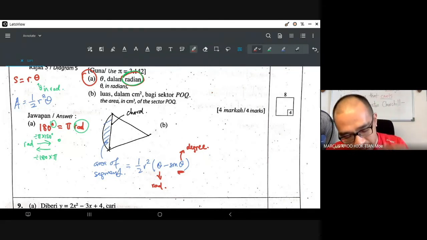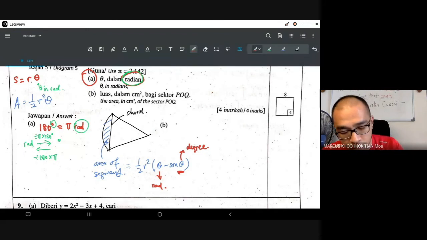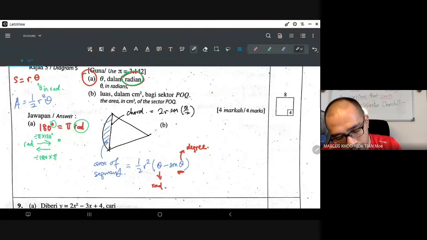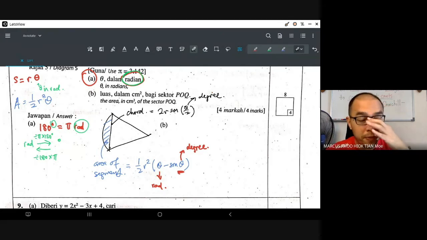Secondly, the length of the chord is 2r sine theta over 2. And this one is also in degree, for those of you who want to stick to degree mode. If you want to change to radian mode, totally no problem. Everything can be in radian. So this is a basic outline of everything that happens in this particular chapter.